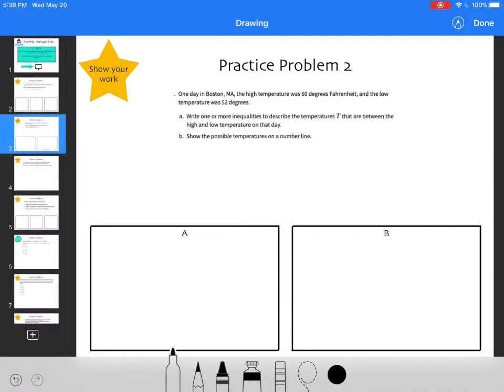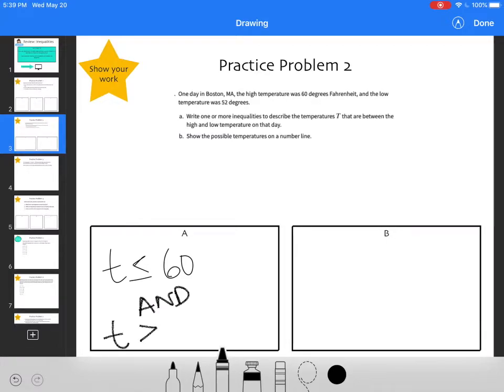All right, one day in Boston, Massachusetts, the high temperature was 60 degrees Fahrenheit and the low temperature was 52 degrees. Write one or more inequalities that represent T, the temperature between the high and the low. So it says the high temperature was 60. So that means T has to be less than or equal to 60, or I shouldn't say or, I should say and. The low temperature was 52, so the temperature was greater than or equal to 52 degrees.